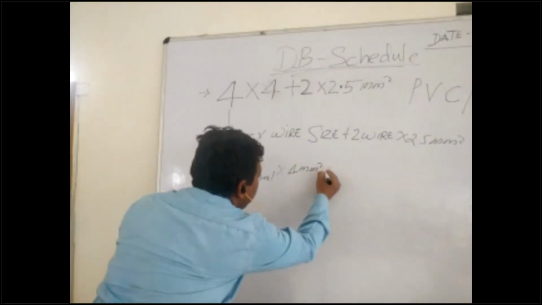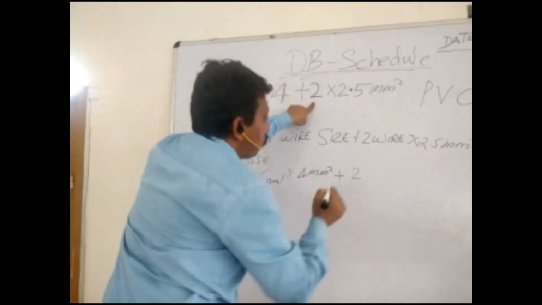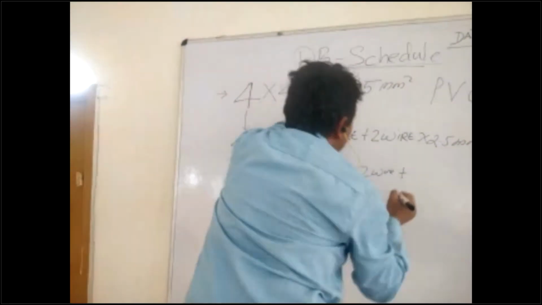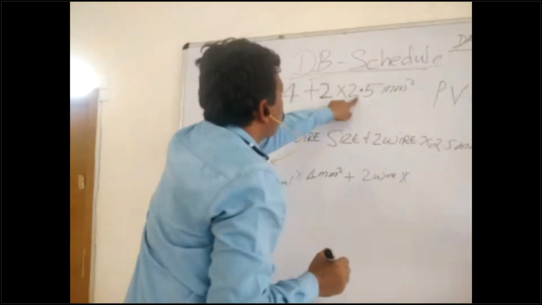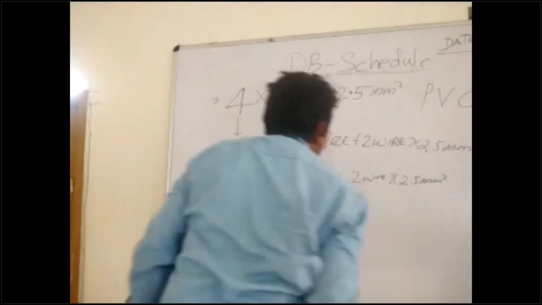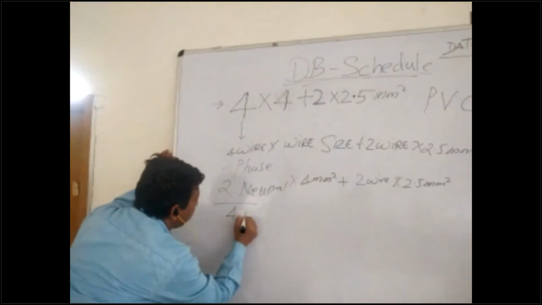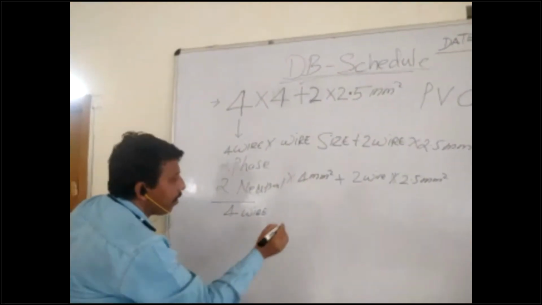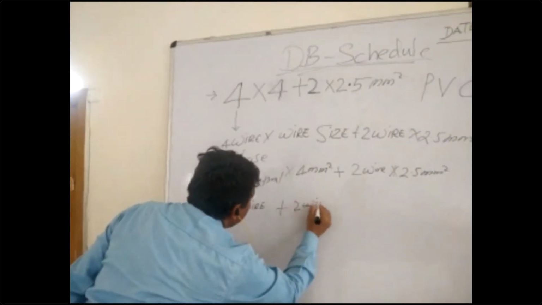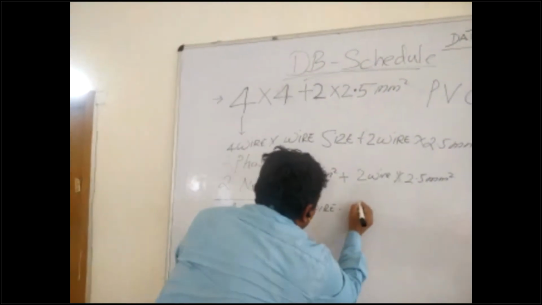And plus this 2 means 2 wires, into 2.5. These 2 wires are 2.5 mm square. So how many wires in total? There are 4 wires, plus these 2 wires. This means 4 and 2, 6 wires total.